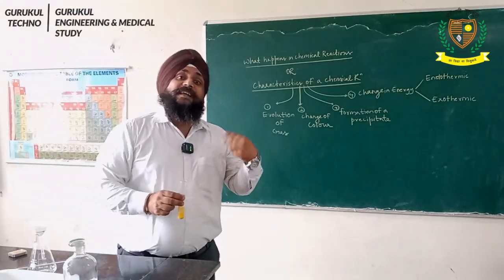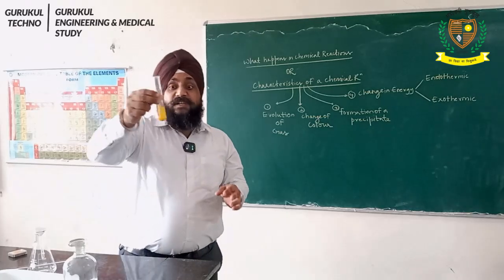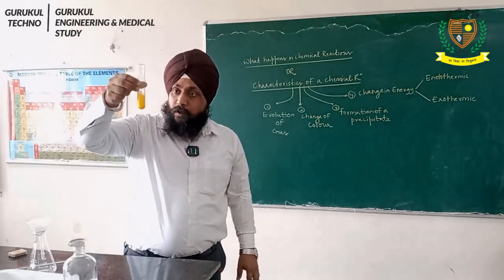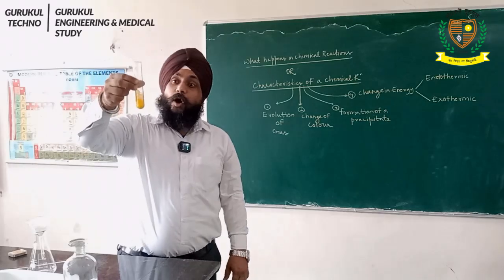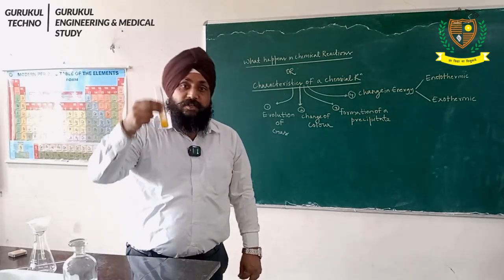So this is another characteristic of a chemical reaction, an easily observable change. Initially it was colorless, now it has become colored. So there is a change in color.